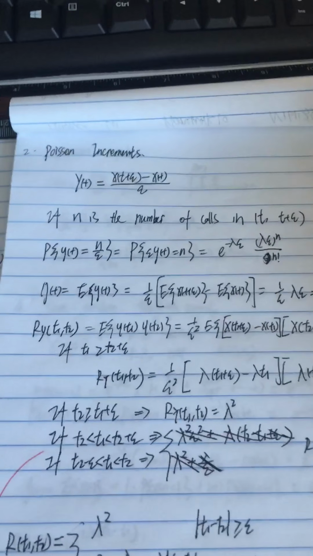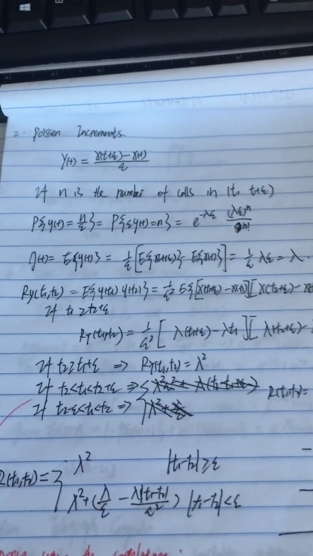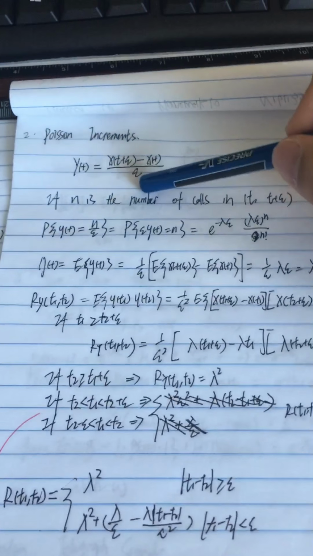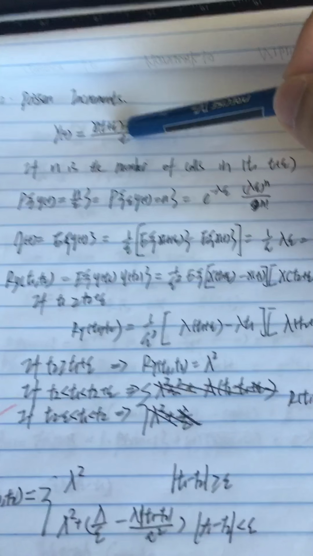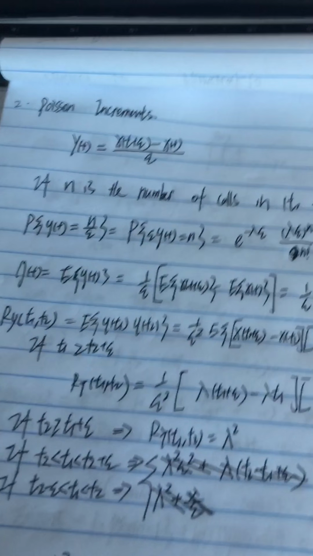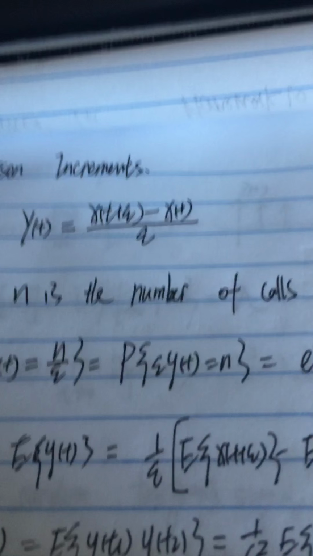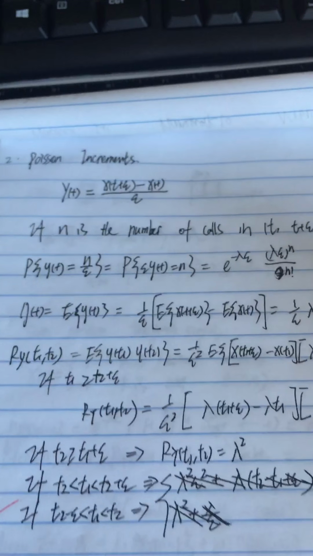Okay, the second example is the Poisson increment. So this is its definition. Poisson increment Y(t) is equal to X(t plus sigma) minus X(t), over sigma.